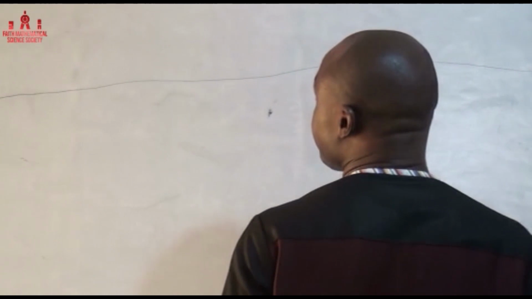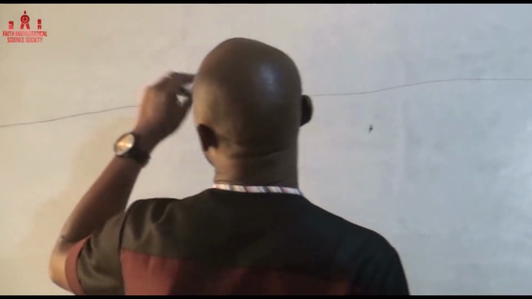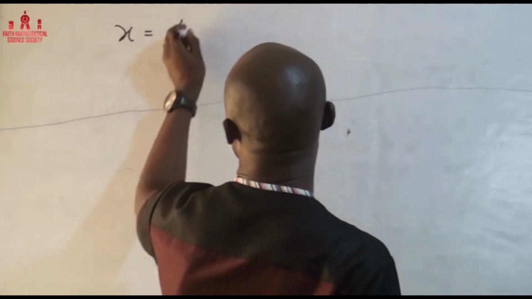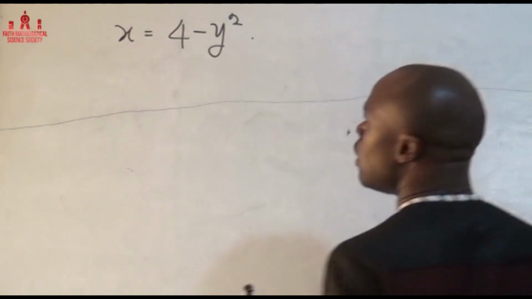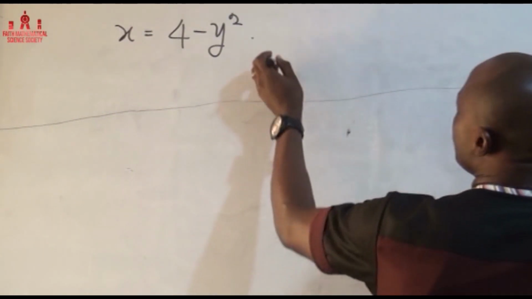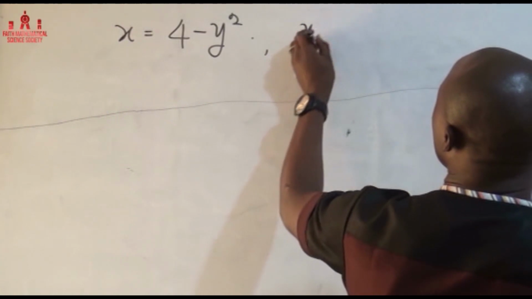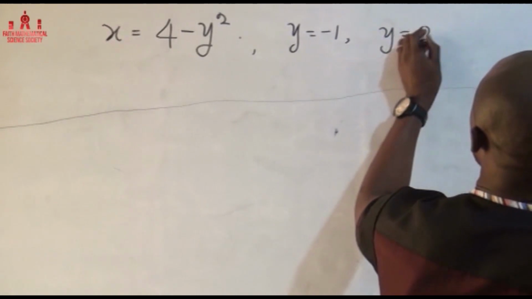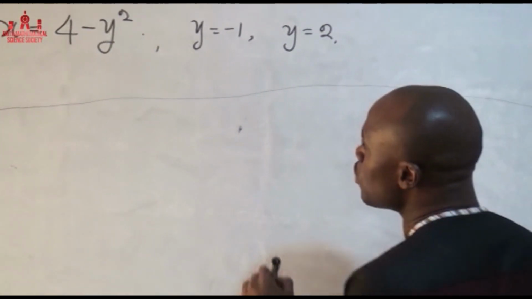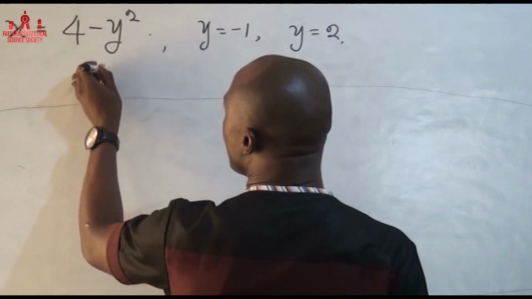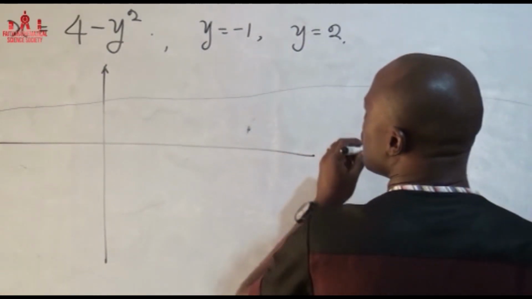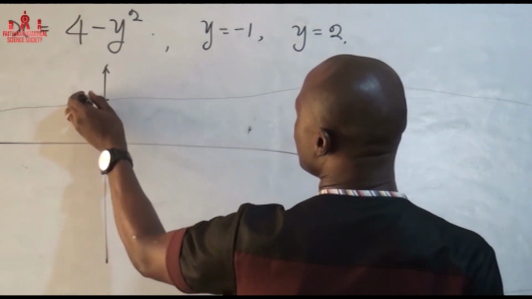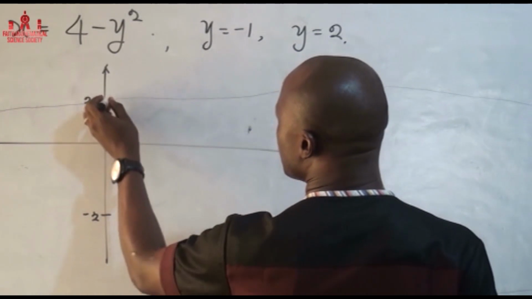All right, so we want to take a situation whereby we have a curve, the curve x equals 4 minus y squared. That is a curve, and we want to look at the curve at the points y equals minus 1 and y equals 2. So let us look at the curve. We want to apply this. When you substitute x as 0 here, you're going to have plus and minus 2. So this is going to be 2. This is going to be minus 2.